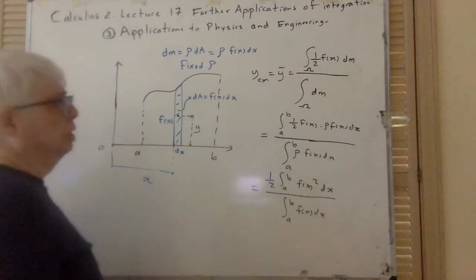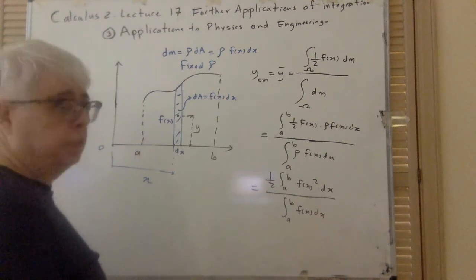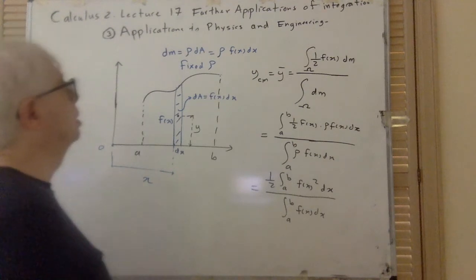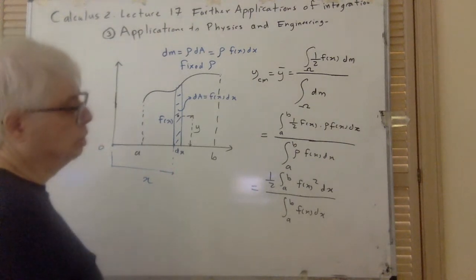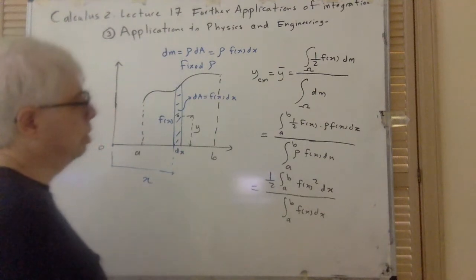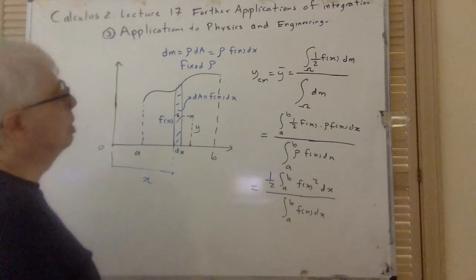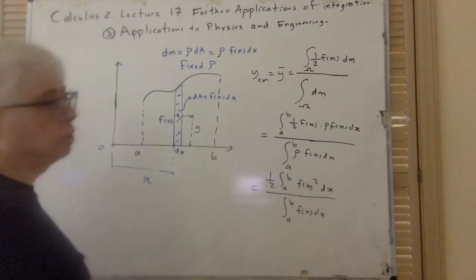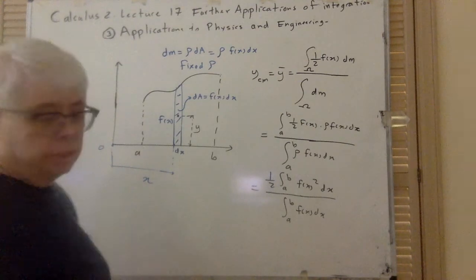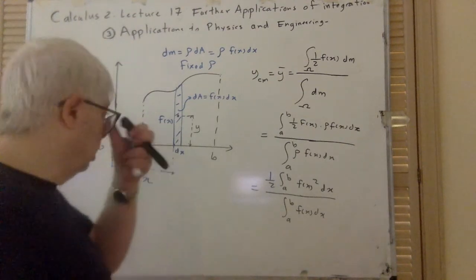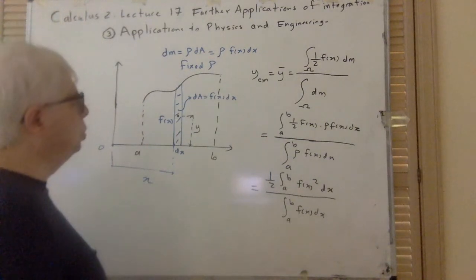Now you will see a much better formula, I guess, in Calc 3 when they discuss these things in 3D. In fact, there's a formula for z, z bar. Okay, so that is when I'm finding a center of mass of the area under the graph of a function. Now, what if I have a region between two graphs?